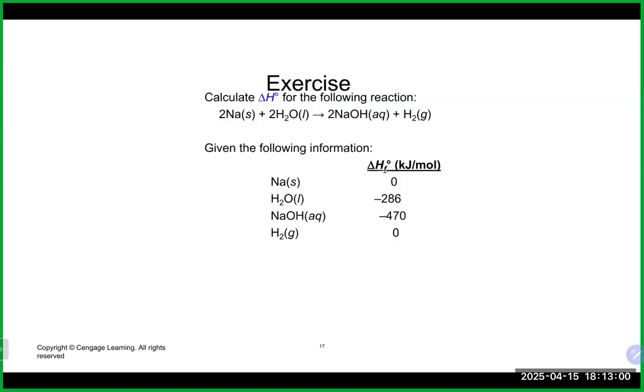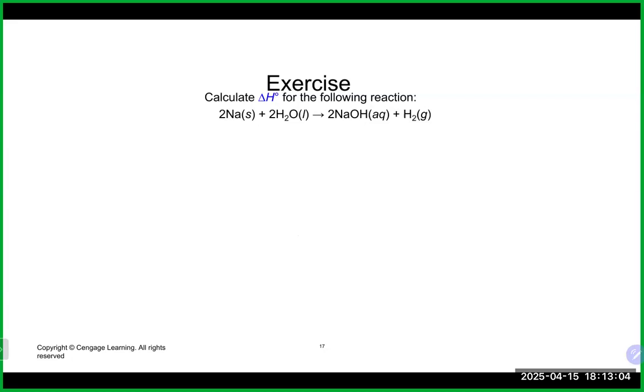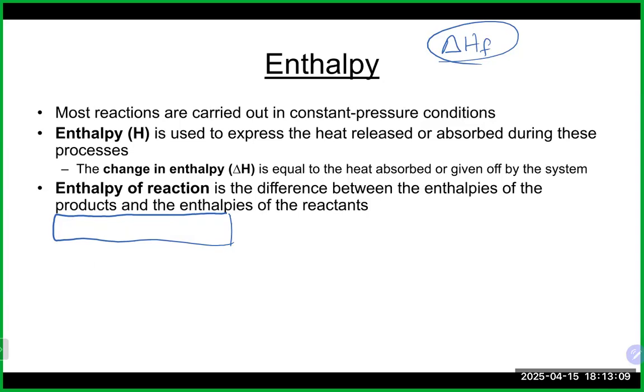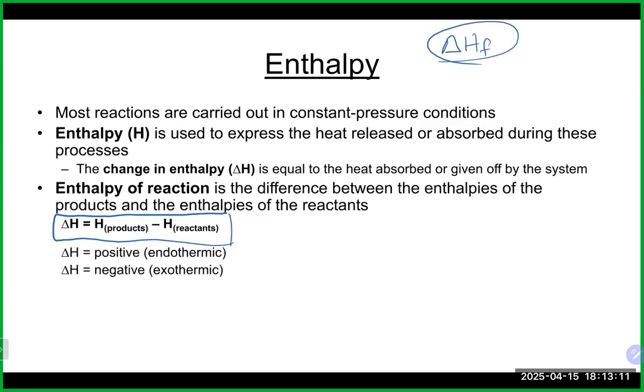So here are some values of delta H of formation from a table. So why don't you calculate that? And by the way, before we do that, let's talk about how to do that. For example, if we had this reaction of 2A plus B goes to 4C, and we want to calculate the delta H of this reaction, we would go to our table of delta H of formations, and we just make up some values here.